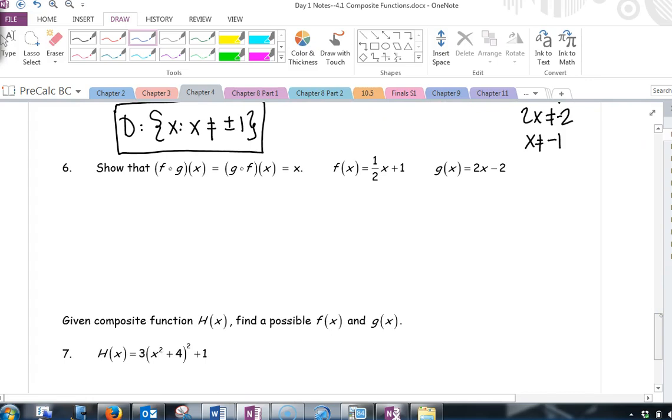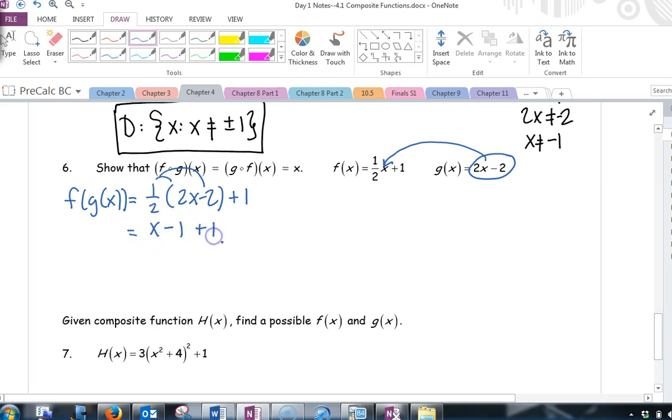Alright, so number 6, show that f of g of x is equal to g of f of x and that they are both equal to x. We used this last year to show that two functions were inverses. So when you do this, you want to show all of your work step by step so that I can follow it. So f of g of x, let's start with that one. We are taking g of x, we are plugging it in place of x. So do that first. And even though a bunch of stuff is going to cancel, just one step at a time. So I'll distribute x minus 1 plus 1, and then these combine and I get x.